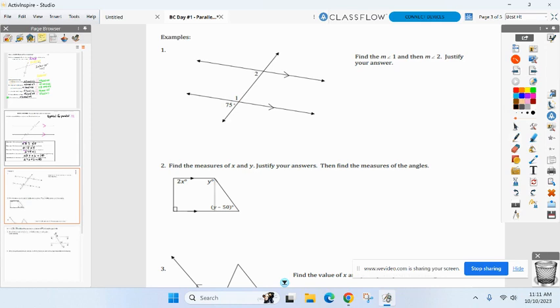I don't care which angle you find first, but I want you to find angle 1 and 2 in your groups right now in about 45 seconds. Do not put any justification yet. Just find the angle measure in degrees. Talk it over in your group. Go ahead, 45 seconds.